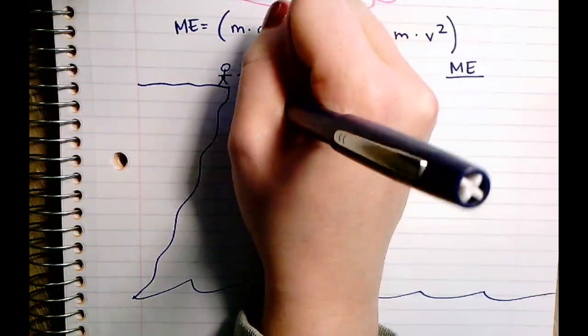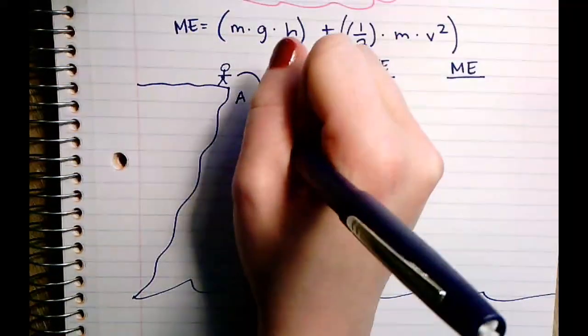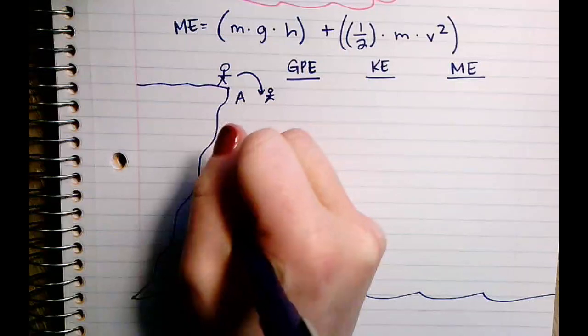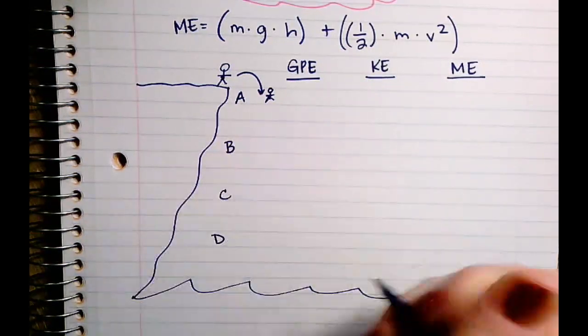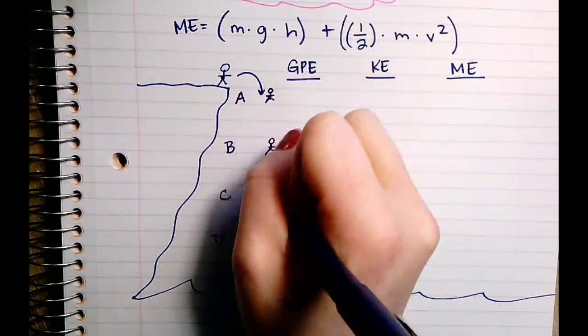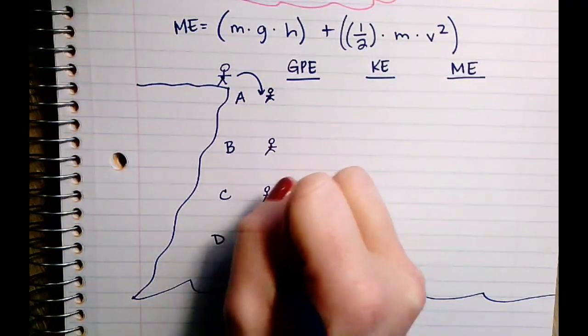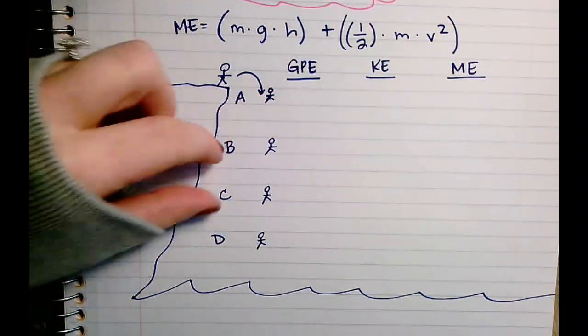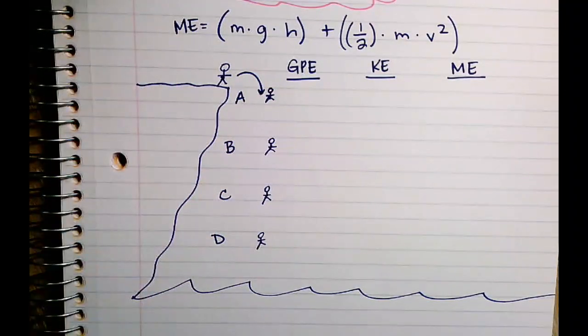So we're gonna have position A, position B, C, and D. Now, I'm gonna space them out for note purposes, but obviously we know that as it falls down, that gap should be getting bigger and bigger and bigger.